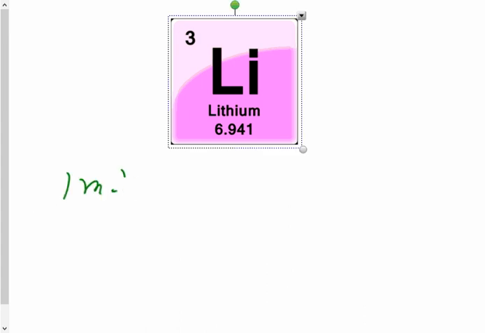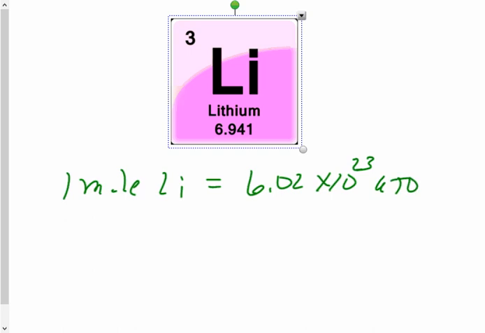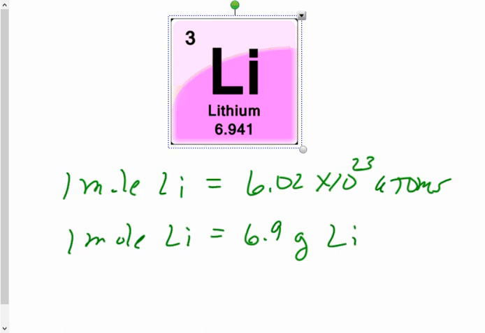1 mole of lithium is equal to 6.02 times 10 to the 23rd atoms. But 1 mole of lithium is also equal to, well, let's take a look. What's the atomic mass? 6.941. Well, we can round that to 6.9 grams of lithium. See how simple that is. All right, pause this video and try the couple of examples I have for you on the worksheet.